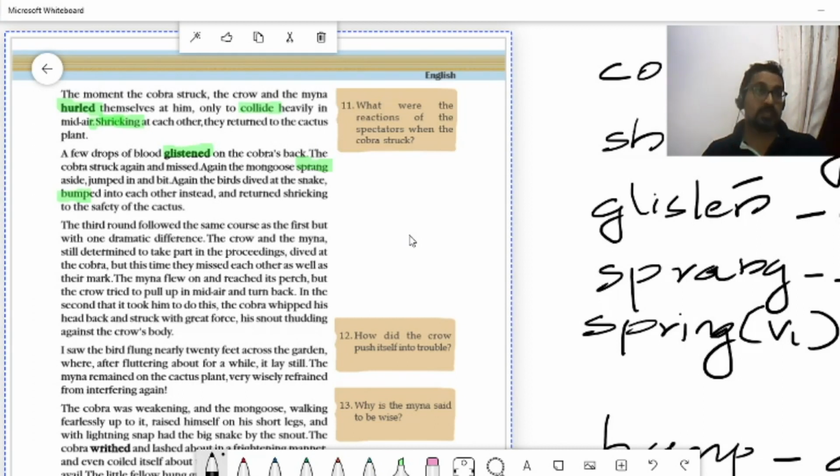Birds together tried to attack the snake. They dived at him, bumped into each other again, they collided with each other again, hit each other again.